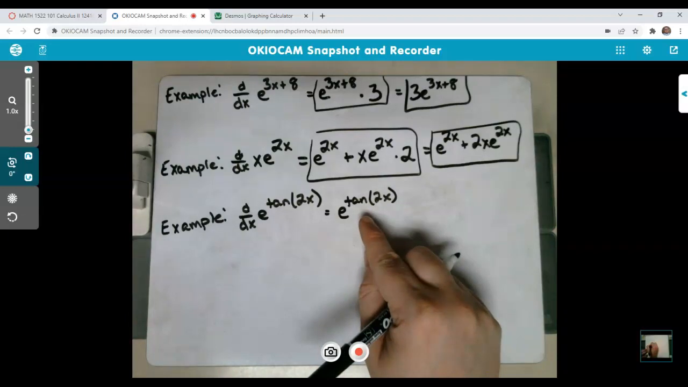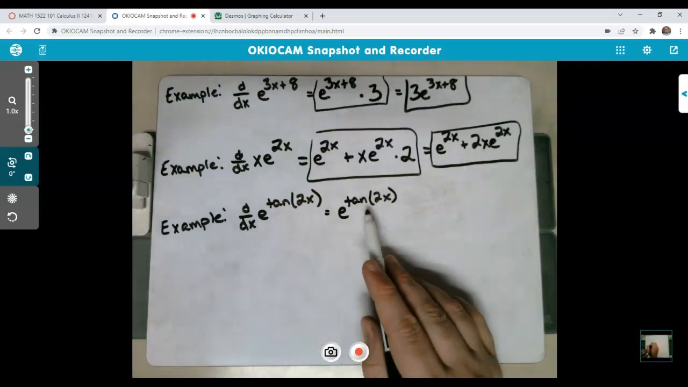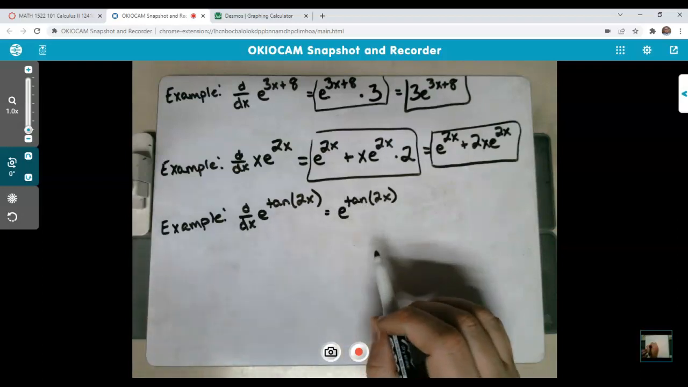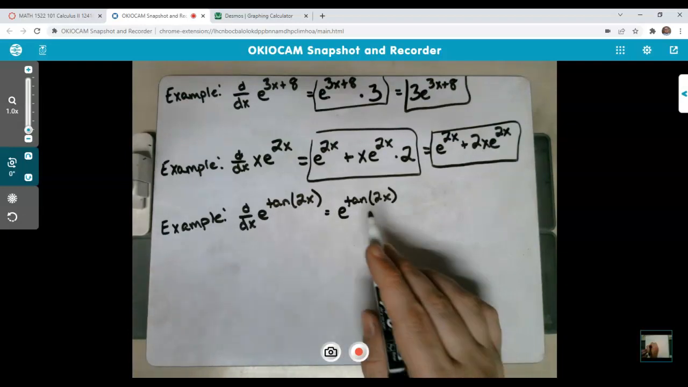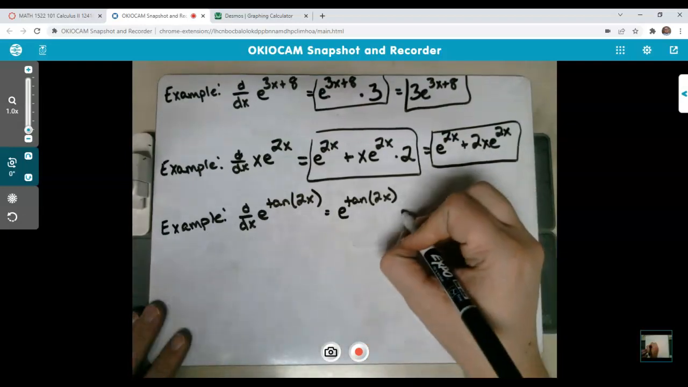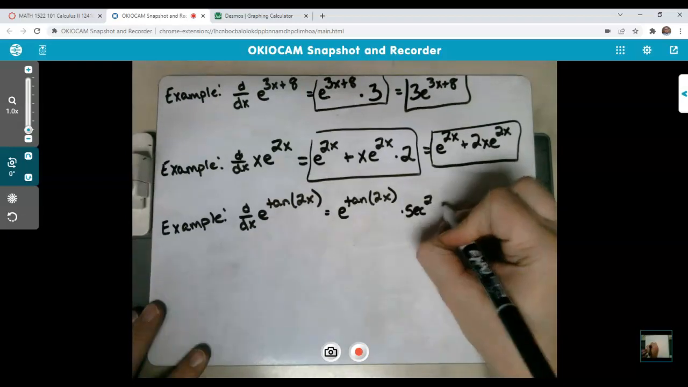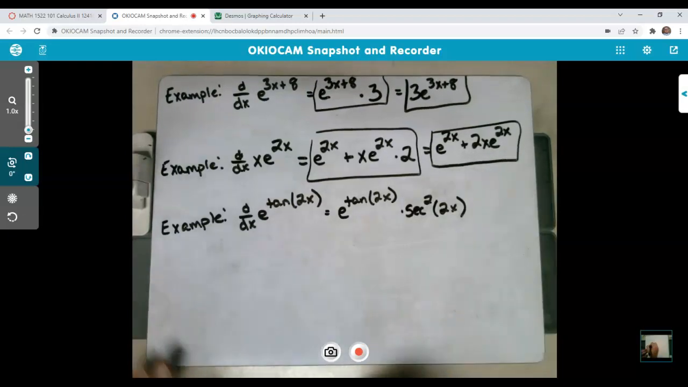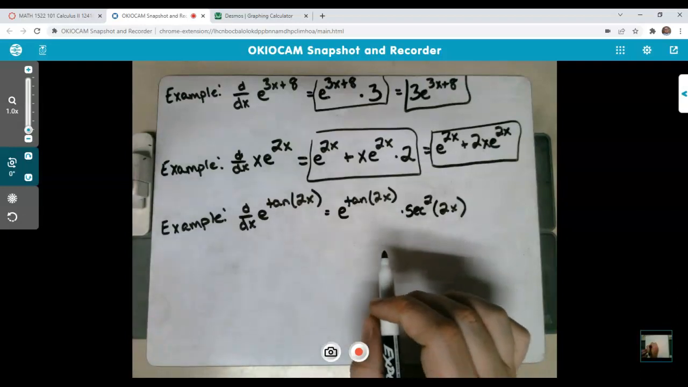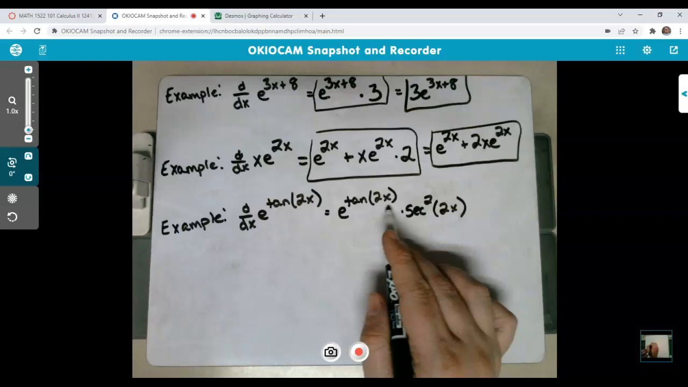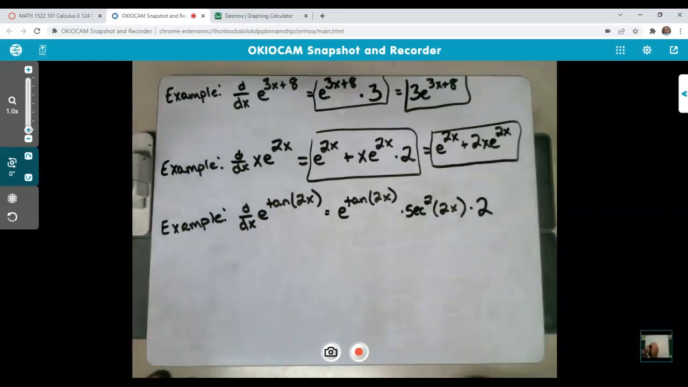But now, because it's e raised to some stuff, I have to find the derivative of that stuff. The derivative of tangent is secant squared. So times secant squared of 2x. But I still can't stop because this is tangent of 2x. And so now I've got to do 2x. The derivative of 2x is 2. So multiply that by 2.